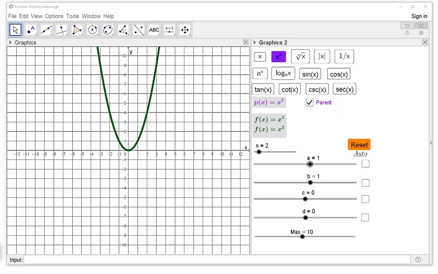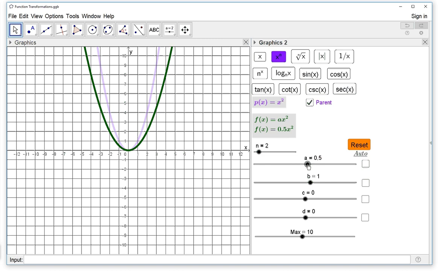So what happens? Here we have our parent function p of x equals x squared. Now watch what happens when we make a equal to 1/2. Now here's what's confusing for some people. Yes, it did horizontally stretch, but it also vertically shrunk. The y values went down. If you take any y value on the parent graph, you've got to move down to reach the green. So sometimes it just takes looking at the transformation in a different way. You can see those y values go down. The only one that didn't go down is 0, but we'll talk about that in a second.